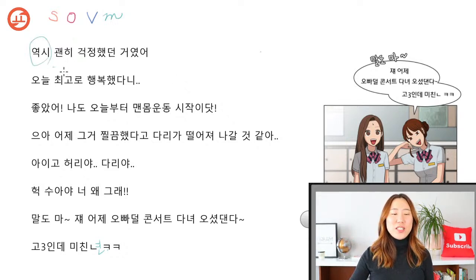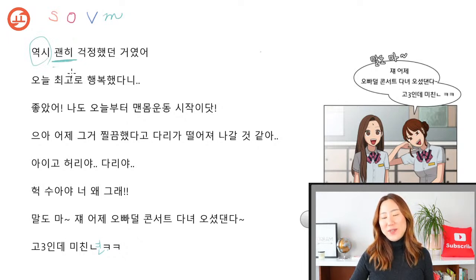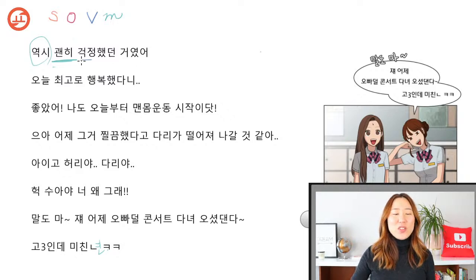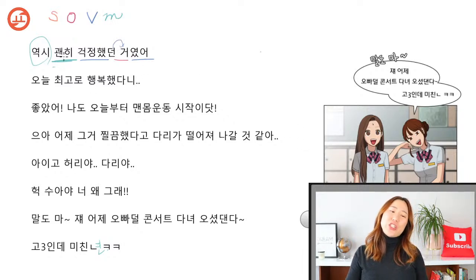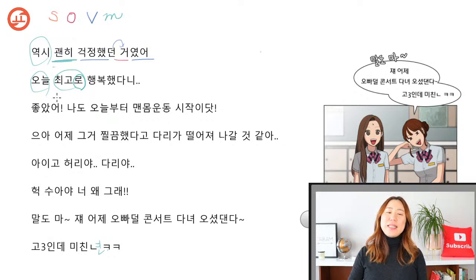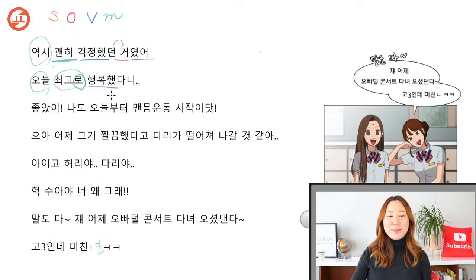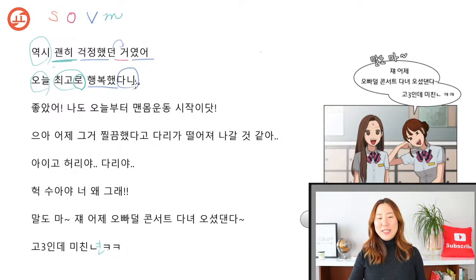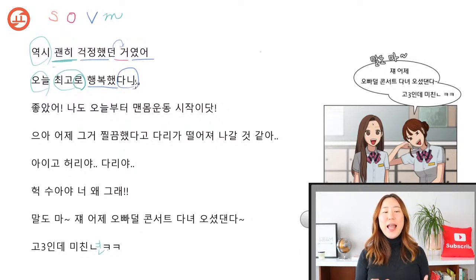역시, of course. 괜히, for no reason. 걱정했던 거였어. 걱정하다, I was concerned. And then past tense, right? It was that I was just concerned for no reason. 오늘 최고로 행복했다니. Today, so 최고로, best, right? Normally we don't use 로 here, but in this case you can interpret it as by far, even. The best or by far. The happiest, right? 행복했다니, 행복하다. So 다니, flabbergasted. It's like a surprise. Wow, she was the happiest today.